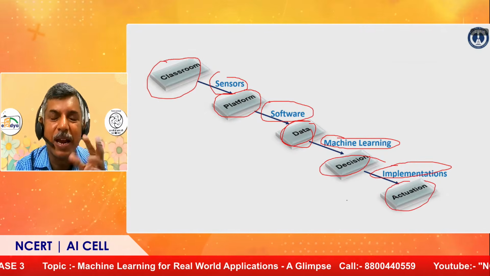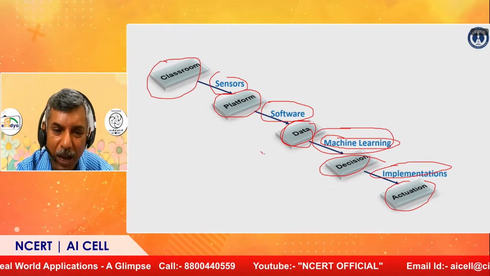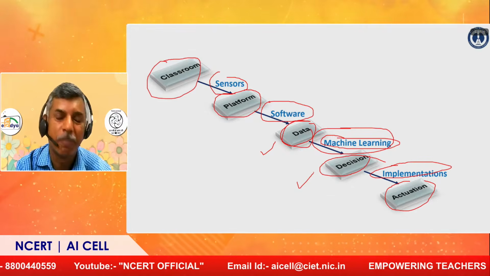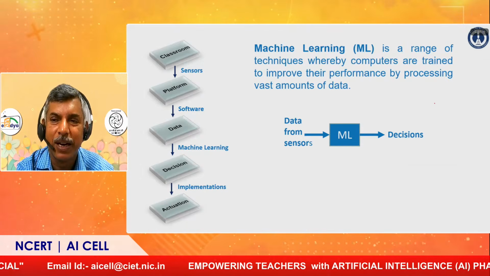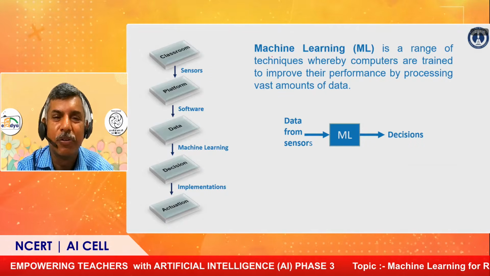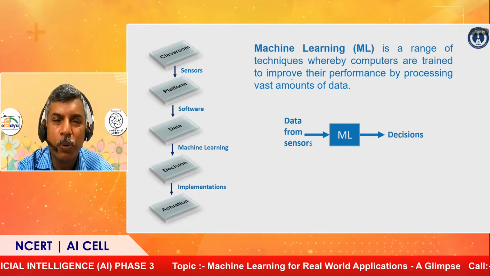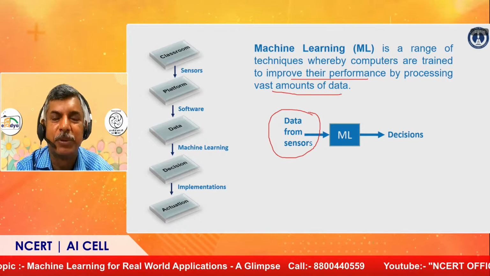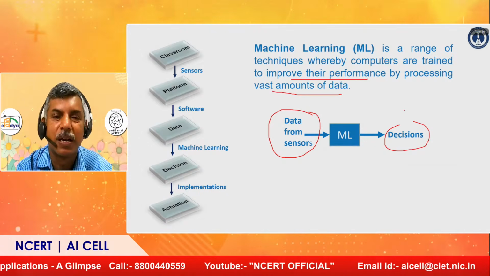So in this slide, what I am trying to say is that machine learning usage comes when we have data on hand, and the machine learning duty is to make certain types of decisions, and these decisions we further want to apply on the system. And as I mentioned earlier, there are different definitions available for machine learning. If you want one such definition: machine learning is a range of techniques whereby computers are trained to improve their performance by processing vast amounts of data. The input to machine learning is data from sensors, and machine learning will provide decisions. That is the initial and basic thing that we want to understand about machine learning.